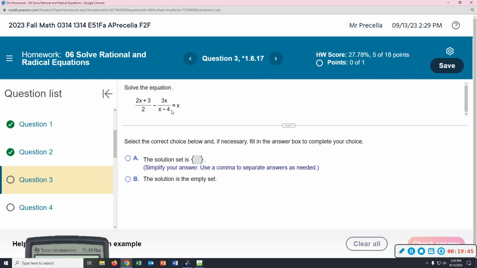So what's making this... what will give us a denominator of 0 there? I heard it. Positive 4. Positive 4. So if we solve this and we get a positive 4, we're going to have to cross it out. That's why we have this option right here.